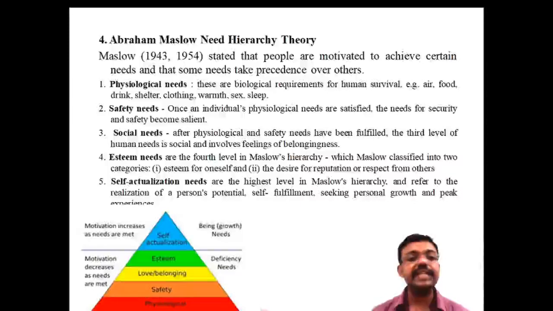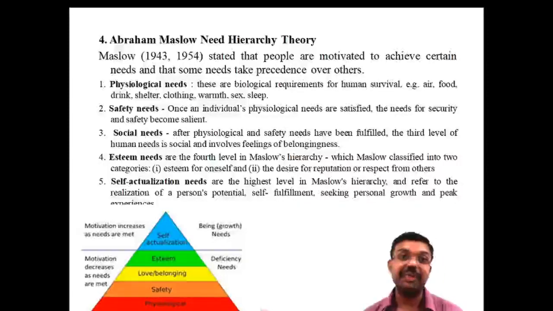And after that is satisfied, we think about the esteem need. The esteem needs mean the egoistic category. Maslow classifies two categories of this esteem need. One is esteem for oneself, ego, and the other is desire for reputation, respect from others. That's another important element. So that is part of the egoistic. We sometimes become egoistic.